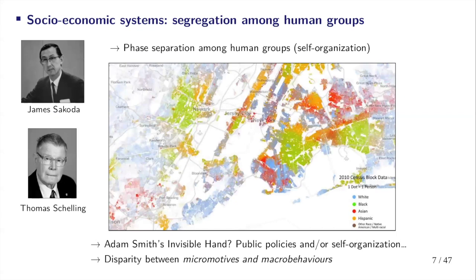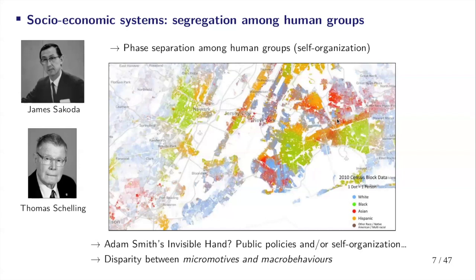And this subject has interested a lot of people. It dates back to Sakoda in the 50s and then Schelling in the 70s, who tried to propose and advocate for simulations of discrete people on a lattice to understand phase separation among human groups. This resembles a phase transition in statistical physics, of course.